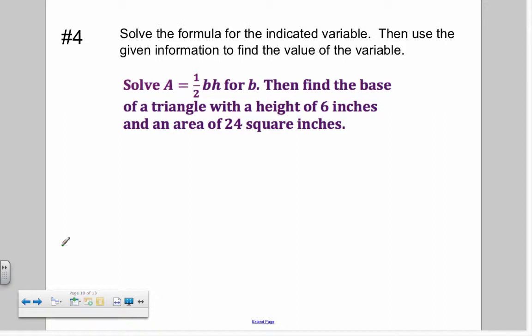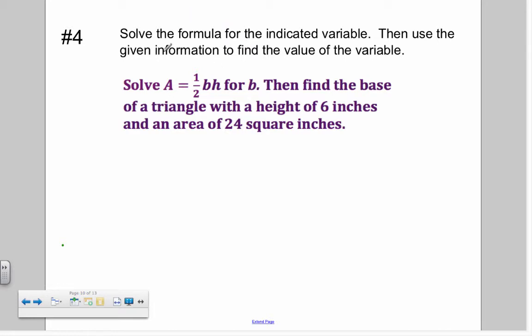So we are solving the formula A equals 1/2 BH, which is the formula for the area of a triangle, and we're going to solve for B. Then find the base of the triangle when the height is 6 inches and the area is 24 square inches. Okay, so let's start by solving for B.